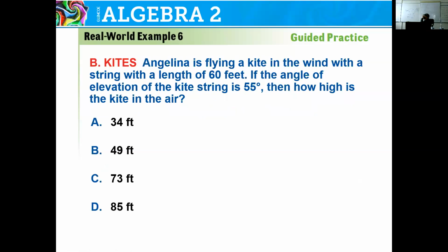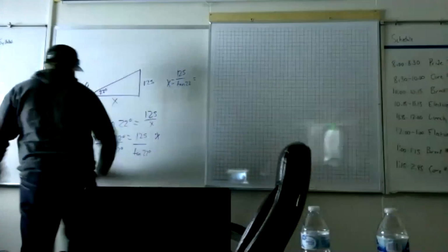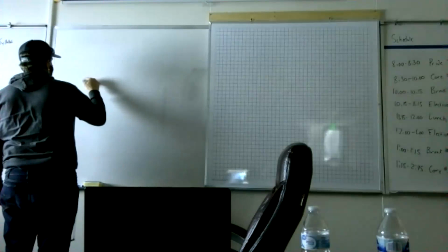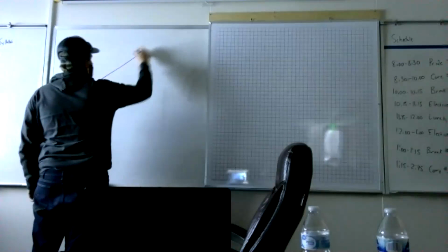Okay, Angelina is flying a kite in the wind with a string with a length of 60 feet. If the angle of elevation of the kite string is 55 degrees, then how high is the kite in the air? Okay, so this one, once again, the hard part is just making the diagram. So Angelina is right here, flying a kite in the wind. Her string length is 60 feet. That's the kite string.